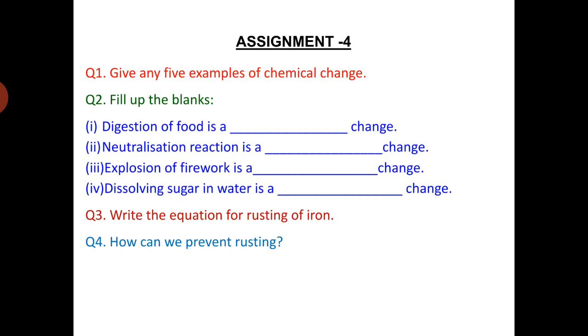So, I think this much is clear for today. What is rusting? Rusting is the process due to which iron gets converted into iron oxide in the presence of air and water. So, this is your today's assignment.